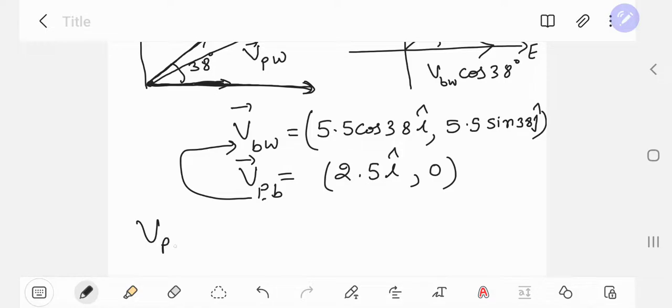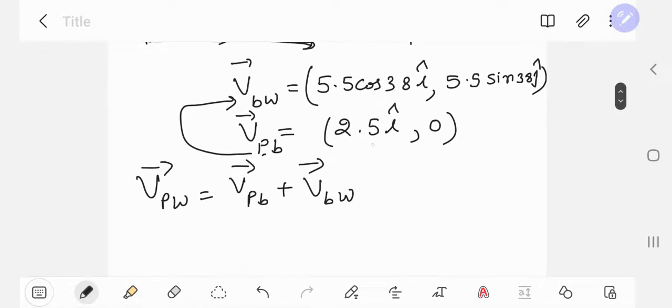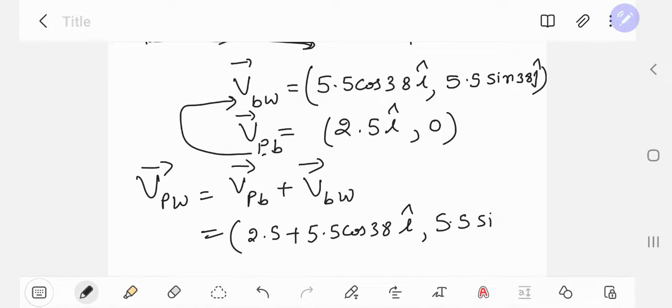So the person with respect to water will be the person's velocity with respect to boat plus the boat velocity with respect to water, right? This is how you can separate the relative velocity, and that means I have to use the x with the x component and the y with the y component to find the resultant. So that'll be 2.5 plus 5.5 cos 38, the i-cap component, and the y component will be 0 plus 5.5 sine 38.